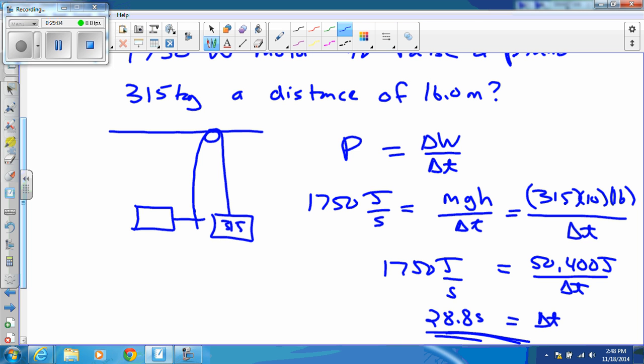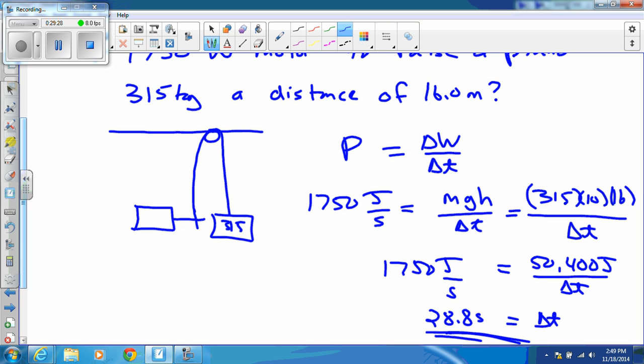Now, if I wanted to go faster, what would I have to do? Put more energy in it. Right. In other words, I would have to use a more powerful motor. So the power rating of the motor doesn't tell me how much total energy I'm getting out of it, but how much energy per second I can deliver.